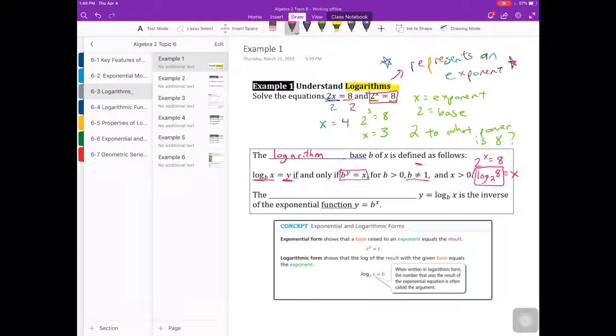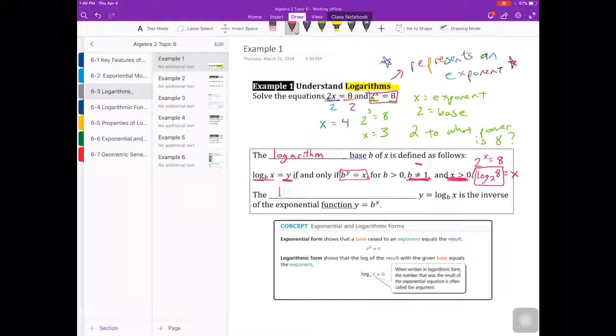B cannot be 1, obviously, because if b is 1, then x is just 1. And x has to be greater than 0. You can't have anything that's negative when you use an exponent. You can't have anything negative over here after you've applied the exponent.